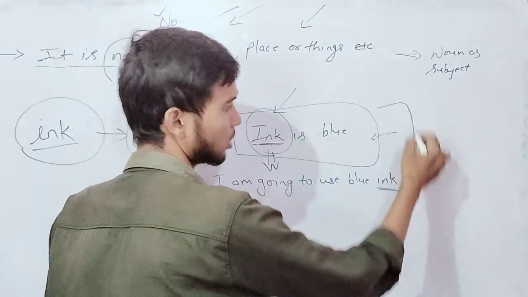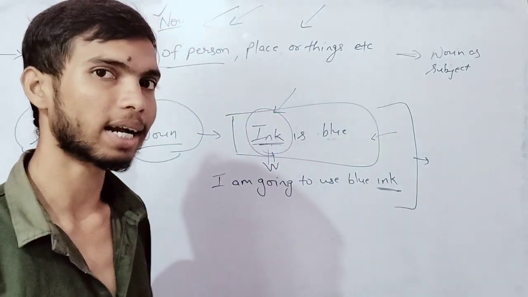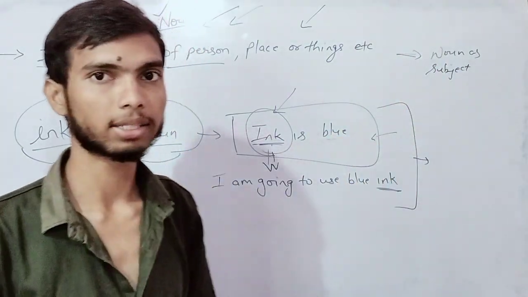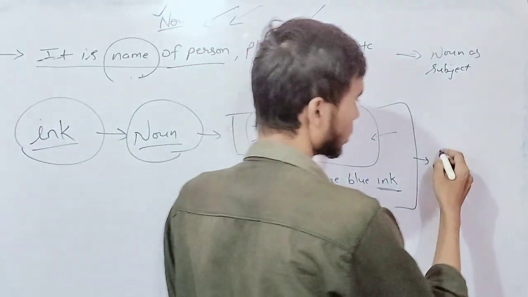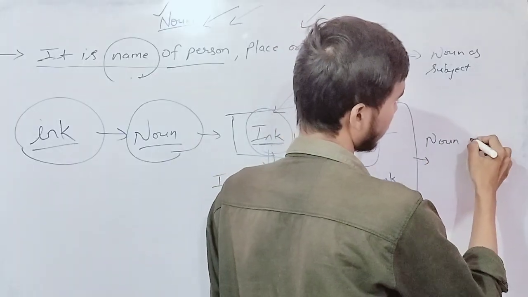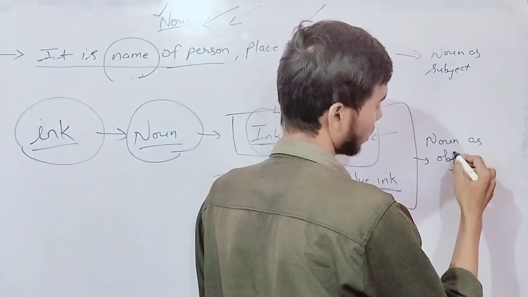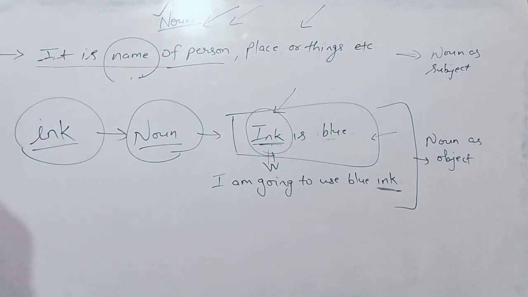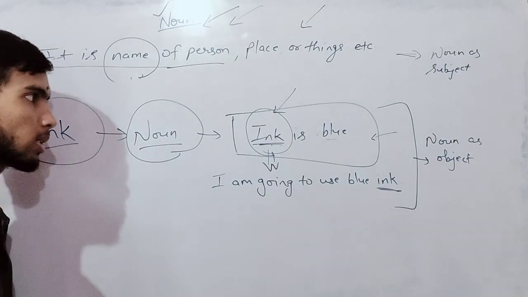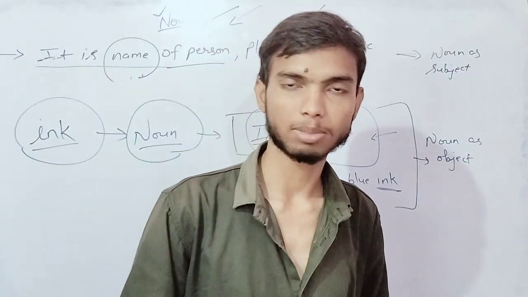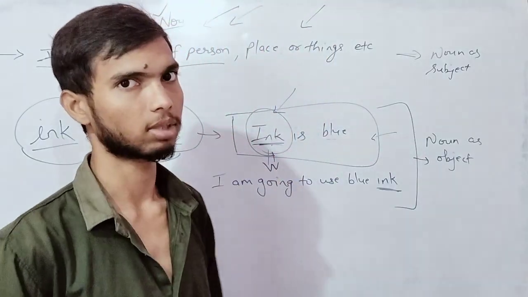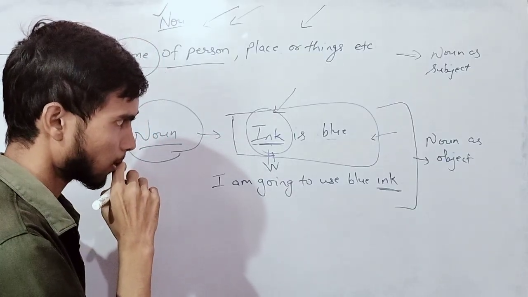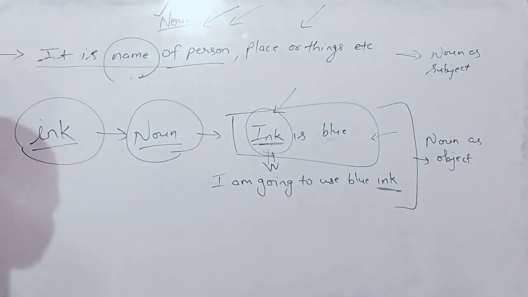Now from this pattern, you are understanding what? Here we saw that noun can be used as a subject. From this sentence, you can say noun as object. Yes, you are right. We can use noun as a subject in a sentence. Yes, okay. What else?